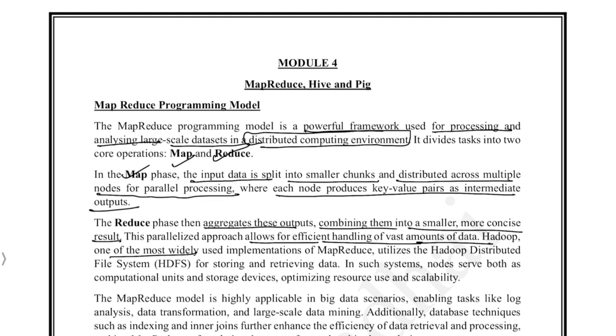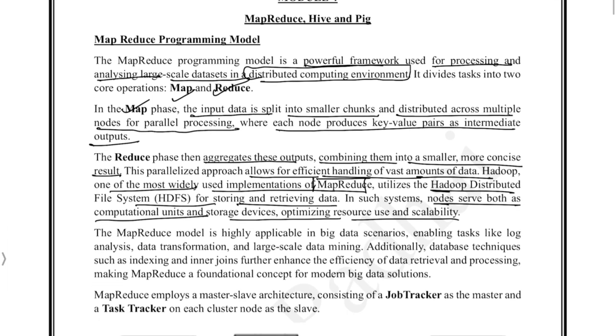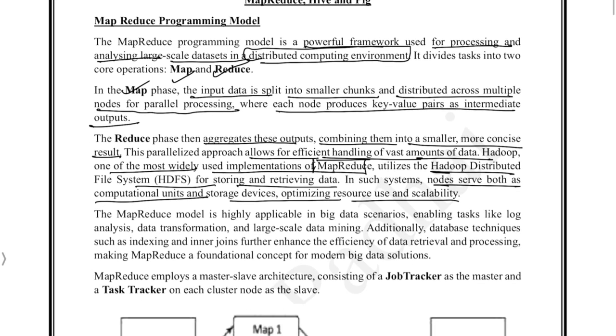Hadoop, one of the most widely used implementations of MapReduce, utilizes HDFS for storing and retrieval of data. In such a system, nodes serve both as computational units and storage devices, optimizing resource use and scalability. So first you have to explain what the map function is. The map function splits the data into smaller chunks, and each node produces its own key value pairs and generates the intermediate results. In the reduce phase, the intermediate results are joined together and a reduce function is performed.